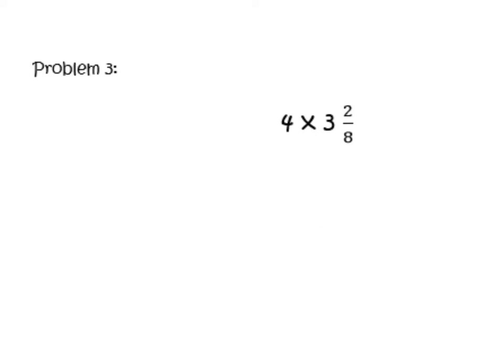Okay, last one. Look at problem 3. Go ahead and solve using the steps that we did in the other two problems. Pause the video and replay when you are ready. So first I need to multiply the whole numbers. 4 times 3, which equals 12.